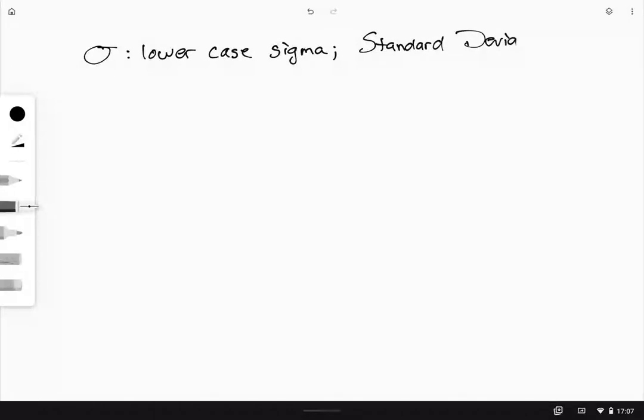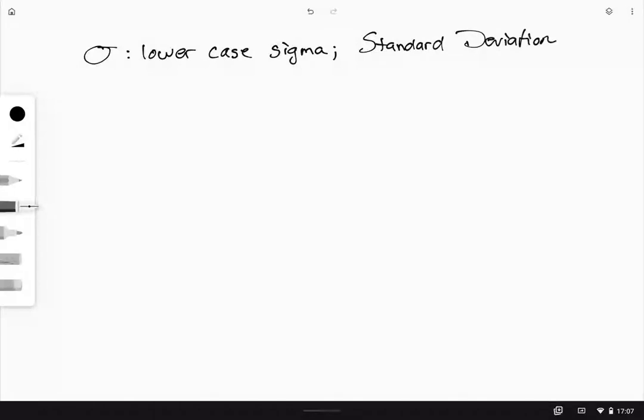of your math career. Okay, so let's start with this symbol here, which is lowercase sigma. Okay, this is lowercase sigma. And lowercase sigma is the Greek letter we use to indicate standard deviation. Okay, this is the Greek letter sigma.